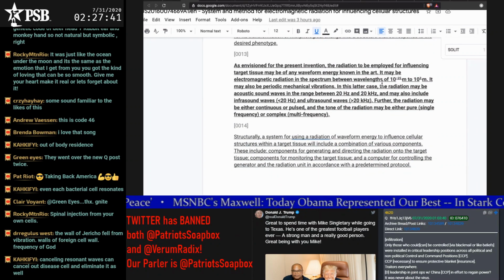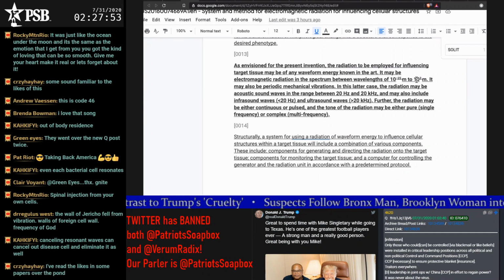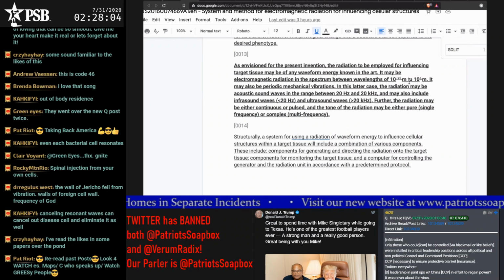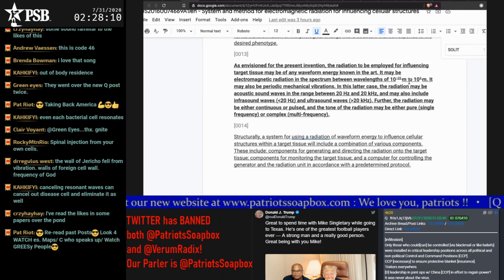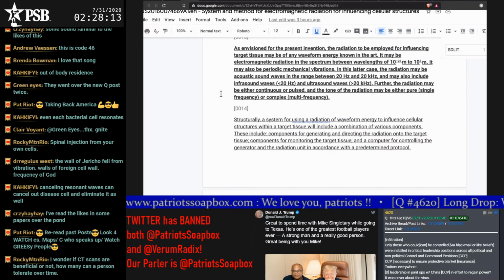So they talk about being able to use wavelengths from 10 to the negative 25 meters up to 10 to the third meters. So everything basically in the traditional electromagnetic spectrum. 10 to the third meters is low frequency radio waves, and at 10 to the negative 25, you're up in the gamma and X-ray zones. So everything in between. And we'll look at the electromagnetic radiation spectrum here in a minute. It says that the radiation may be either continuous or pulsed, and the tone of the radiation may either be a pure single frequency or a complex multi-frequency.